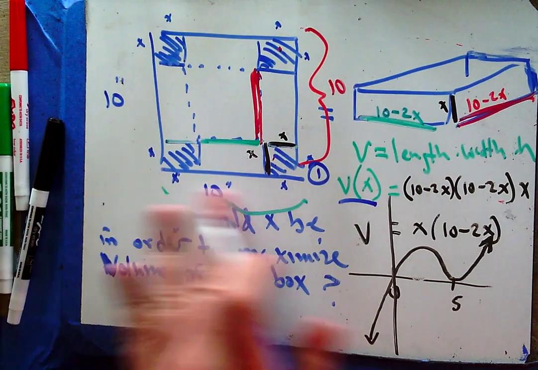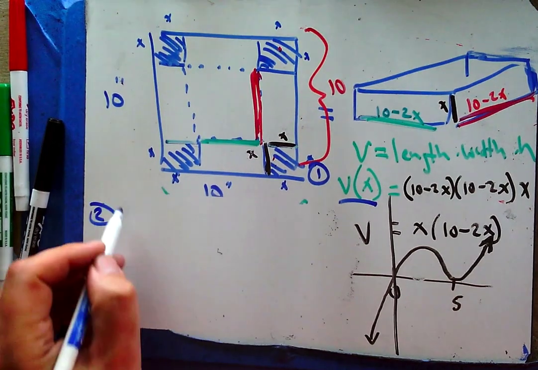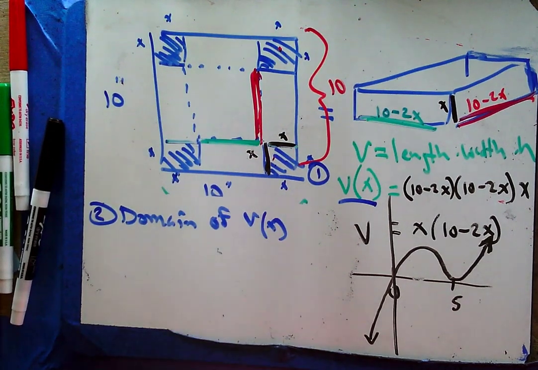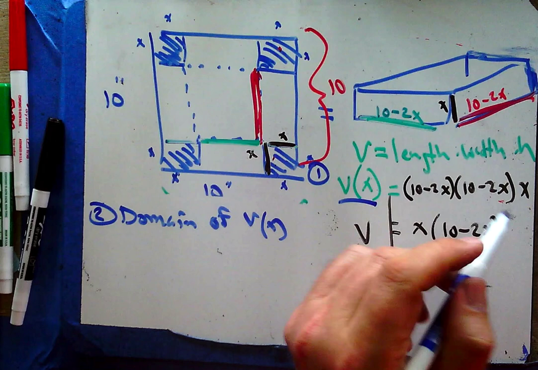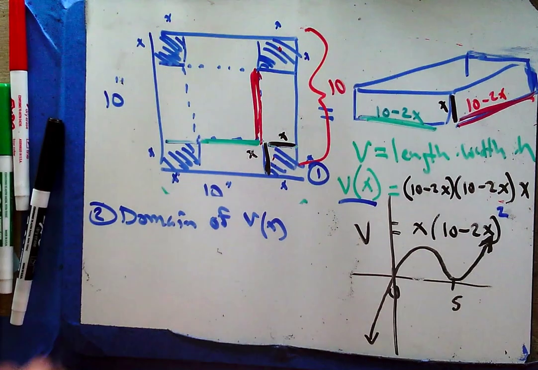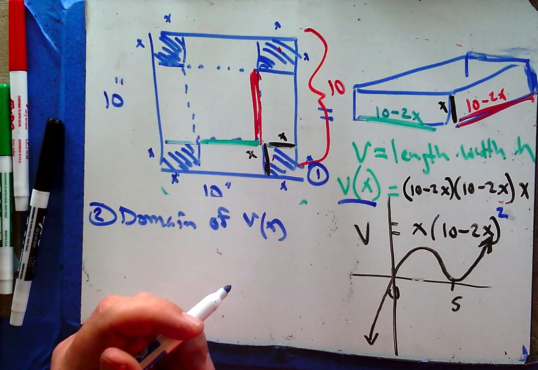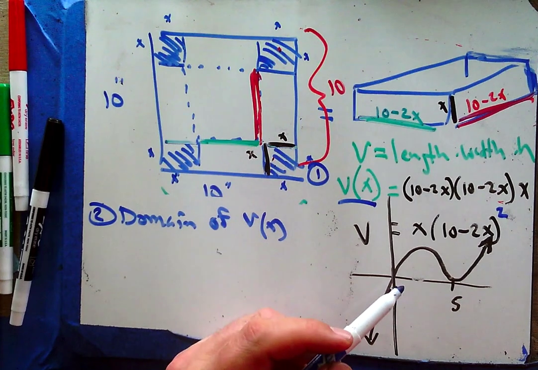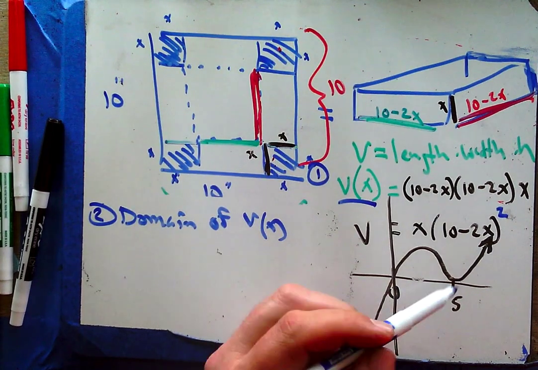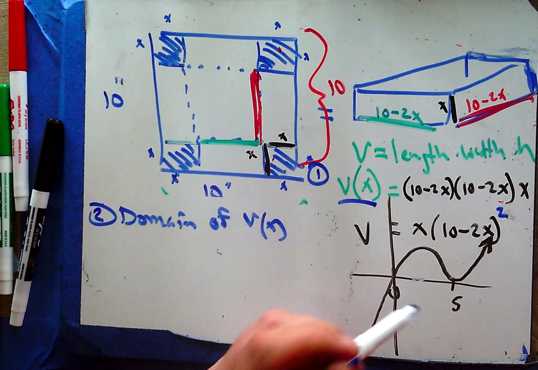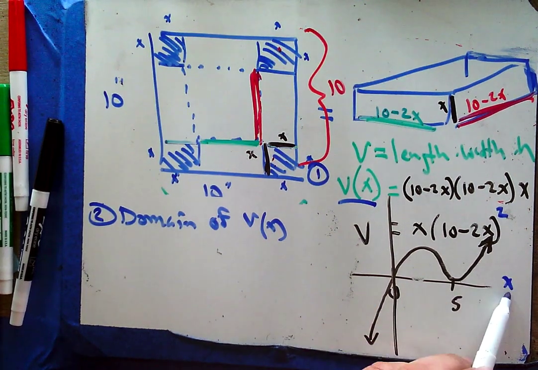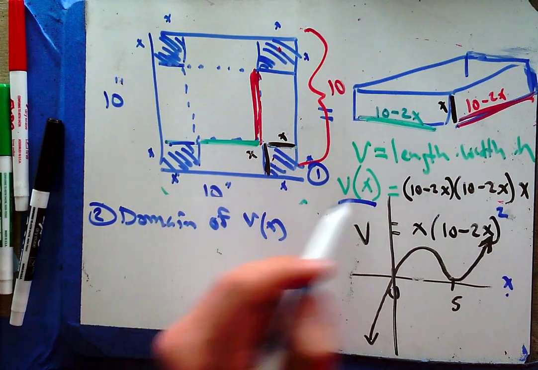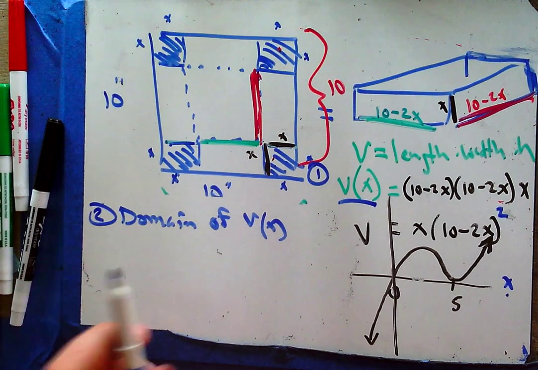Now, what about the domain of V of x? Okay, because when I think about a third-degree polynomial with a positive leading coefficient, I think I can plug any number I want into that. Well, yeah, except this is a word problem, and because this is a word problem, these letters have a real-world meaning. So that's the length of the side that I'm cutting out of the box, and this is the volume that gets made when I cut that length of side out.